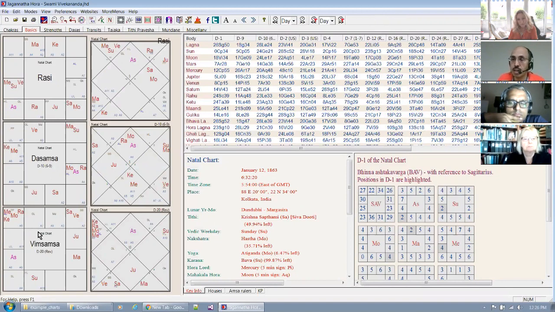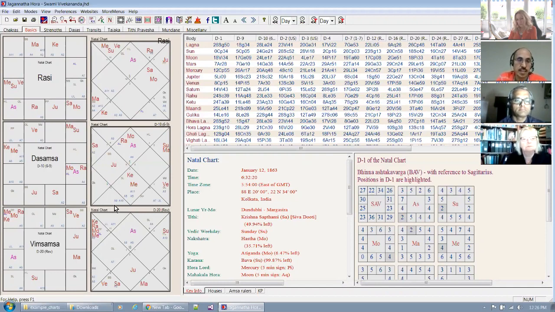And Dasyamsa is the chart of the work that you do in the society. Obviously, for a person like Vivekananda, there have to be strong links between those, because his whole career was based on his spiritual learning and spiritual teaching and his spiritual message. So let's see the links between his D20 and D10.